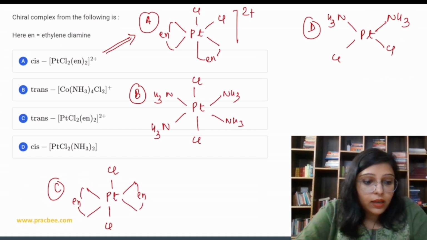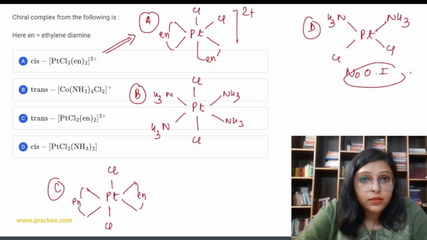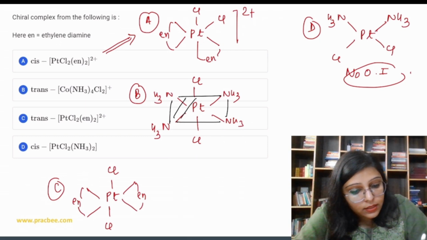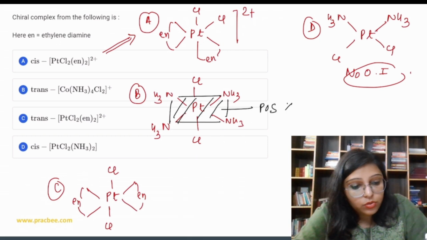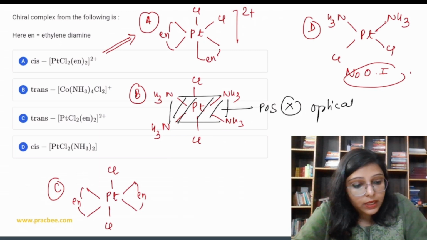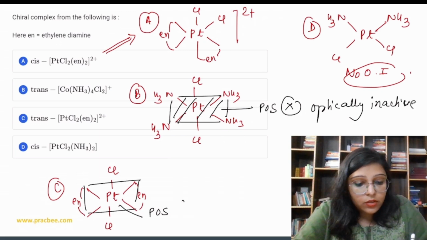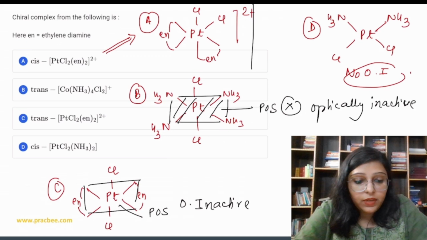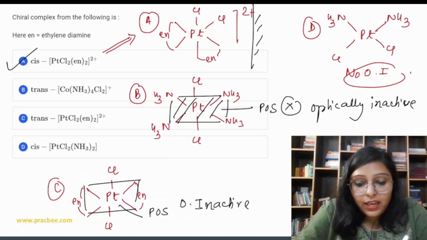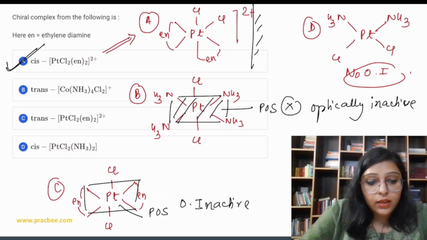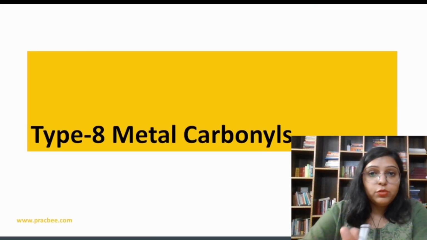See, here there are no optical isomers because this is square planar. If you see this one, there is a plane of symmetry. This plane is the plane of symmetry. So it is optically inactive. Similarly for this one, this is the plane of symmetry, so optically inactive. But if you see this one, we can have a mirror image of it. So A complex is chiral because we can have the optical isomers of this one. Okay, that's it.